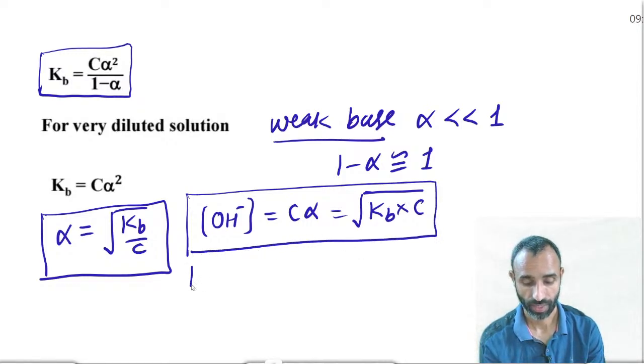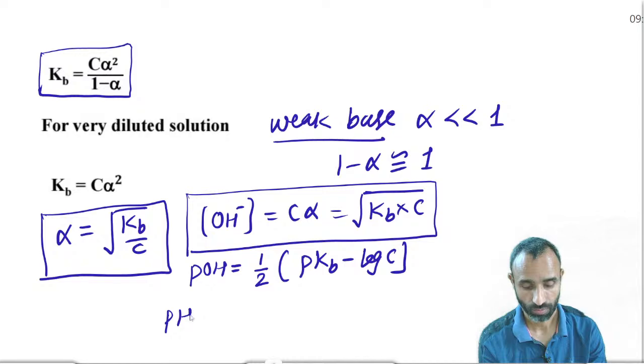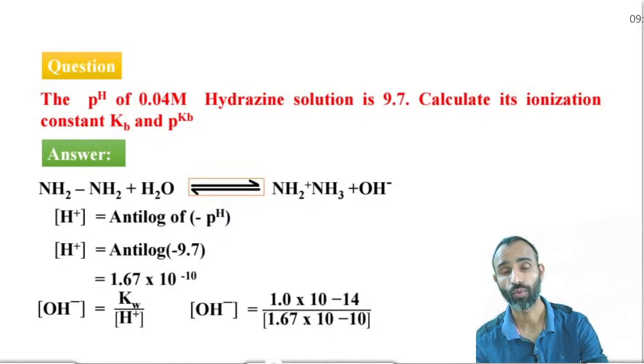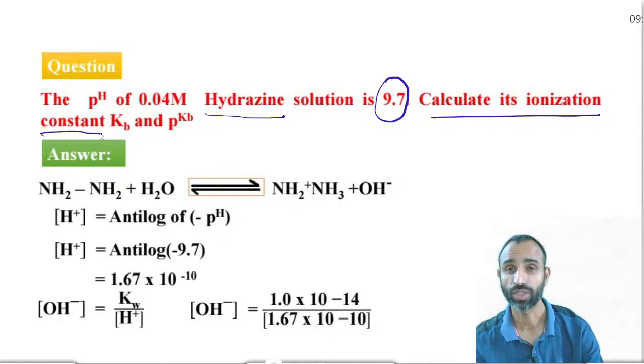and from here we can calculate pOH, that is half of pKb minus log C, because we take negative log on both sides, and pH is 14 minus pOH. So see this question: the pH of 0.04 molar hydrazine solution is 9.7. So what is its ionization constant, or we can say dissociation constant, Kb and pKb.